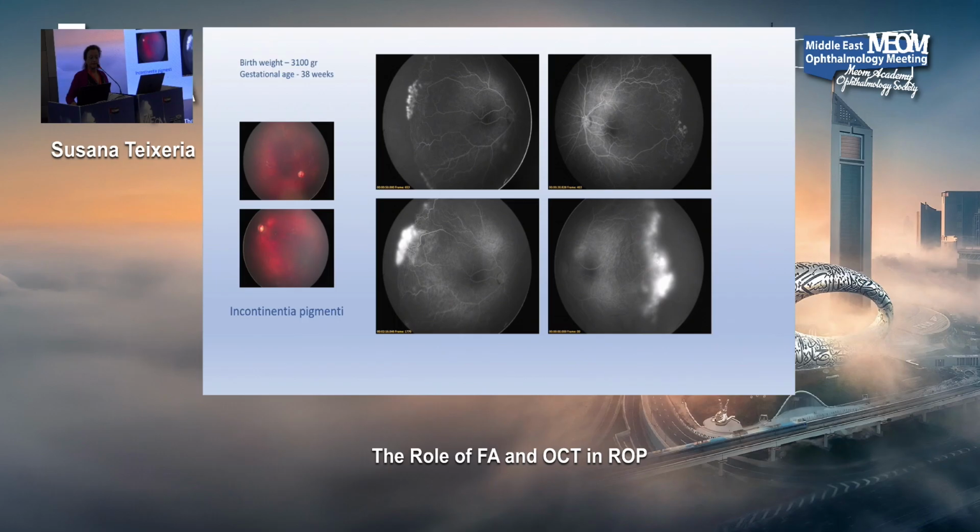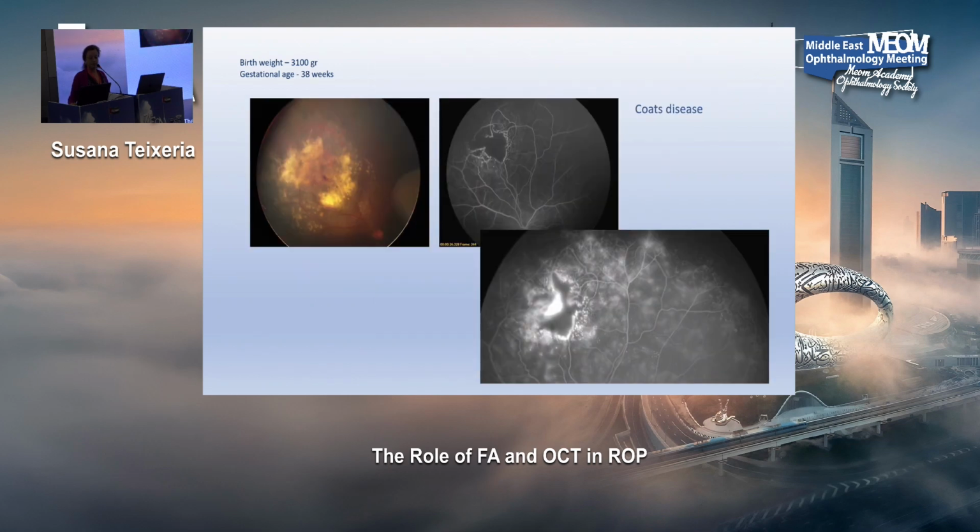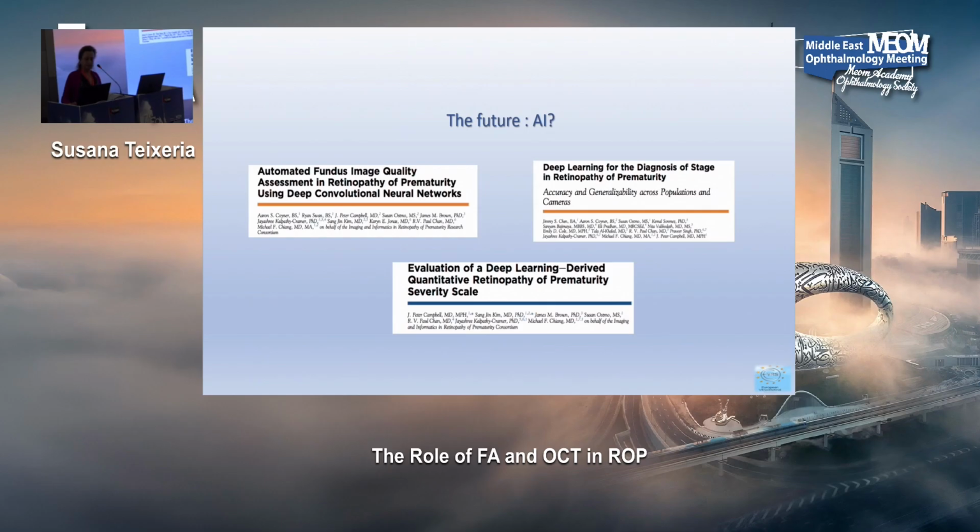And this case is a case of incontinentia pigmenti. It seems like ROP, but no, it's incontinentia pigmenti. And we also did laser. And it's more difficult to have Coats disease in the premature baby, because this was not a premature baby. But Coats disease is also in the differential diagnosis of ROP.